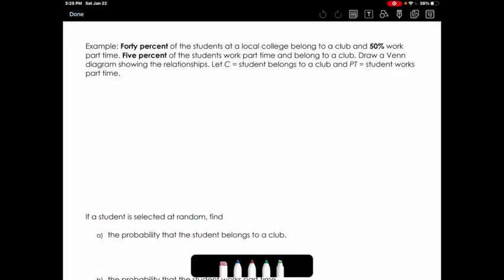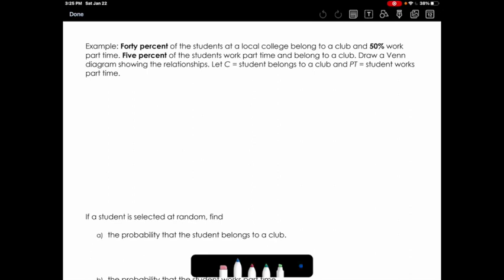In this next example, we're going to actually draw the Venn diagram and then use the Venn diagram to answer the questions. It says 40% of the students at a local college belong to a club and 50% work part-time. There's 5% that work part-time and belong to a club. We're going to draw a Venn diagram that shows these relationships.